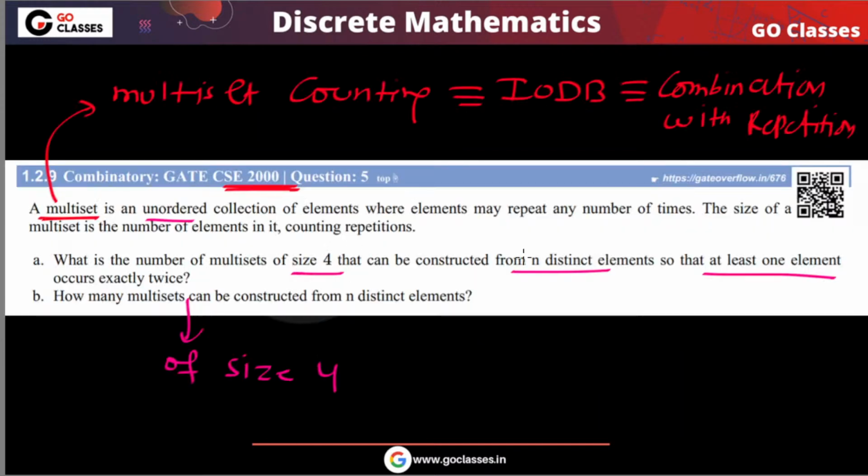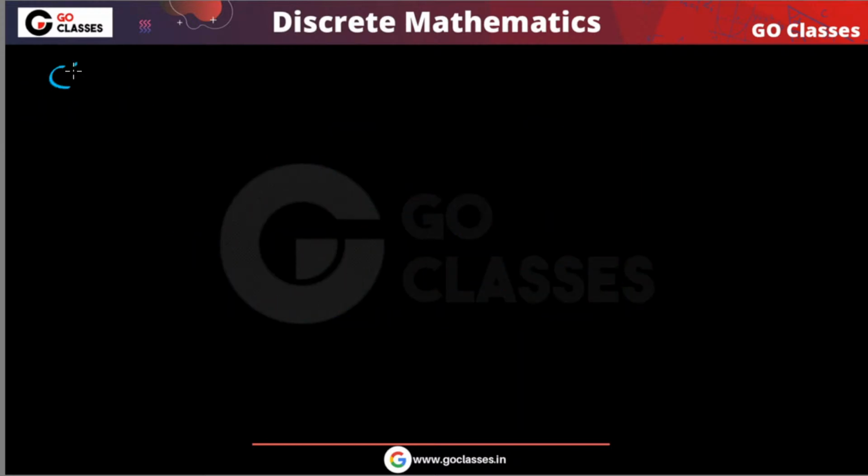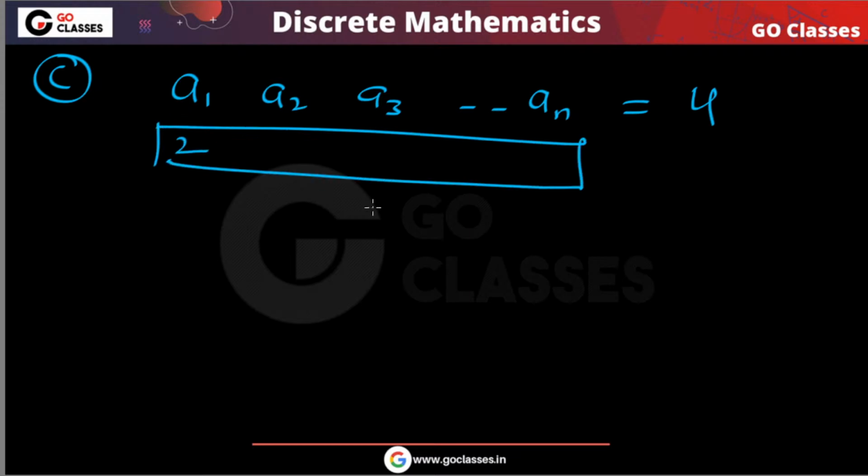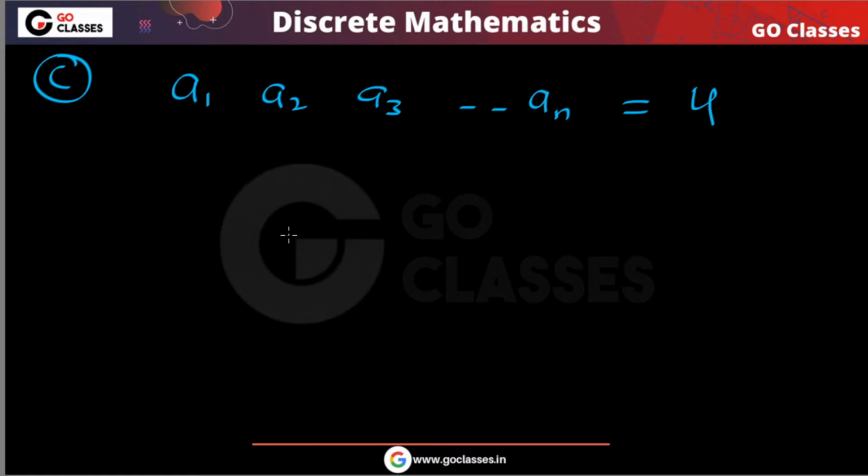Now for option A, what is the answer? The question is saying at least one element occurs exactly twice. What should I do now? So you have again A1, A2, A3, and so on, AN. The question is saying the total must be 4, but at least one element must occur exactly twice. So there must be a 2 somewhere. At least one element must occur twice. So here you can basically create cases. What are the cases possible?